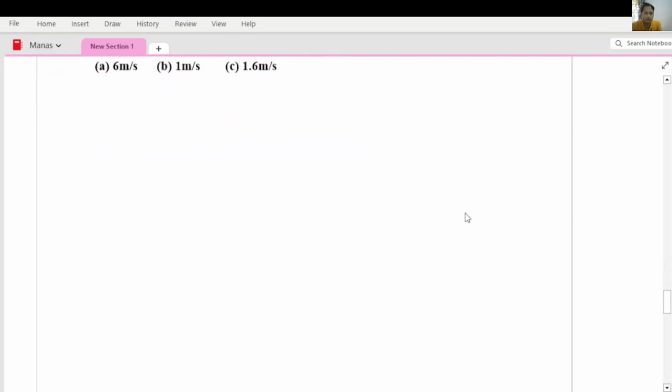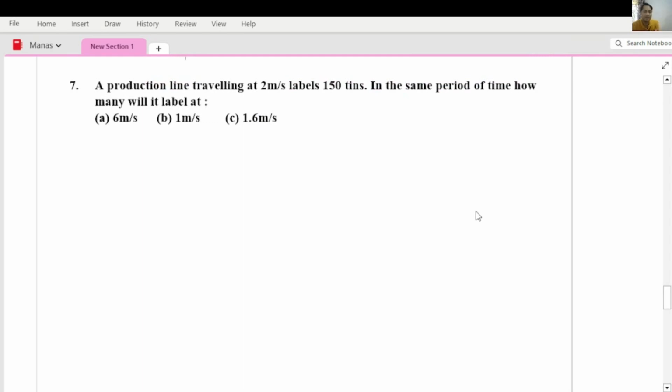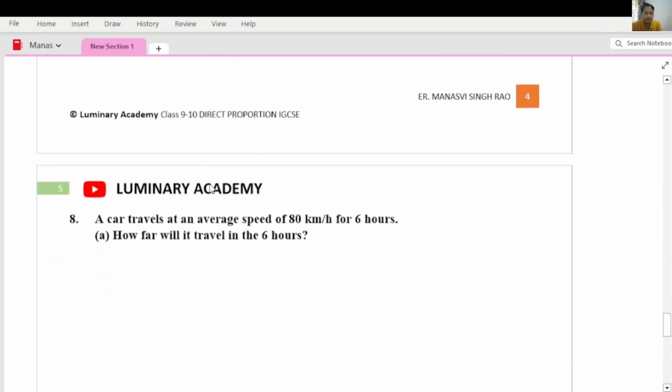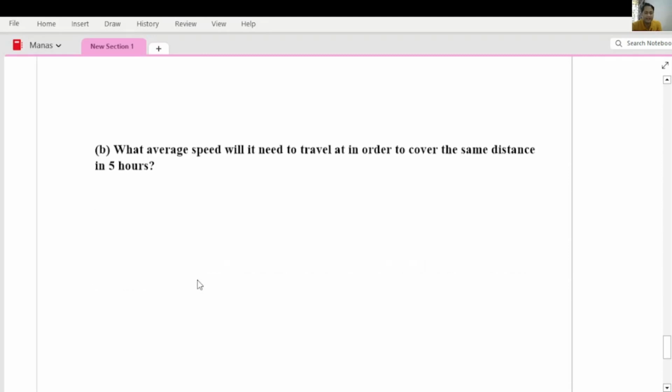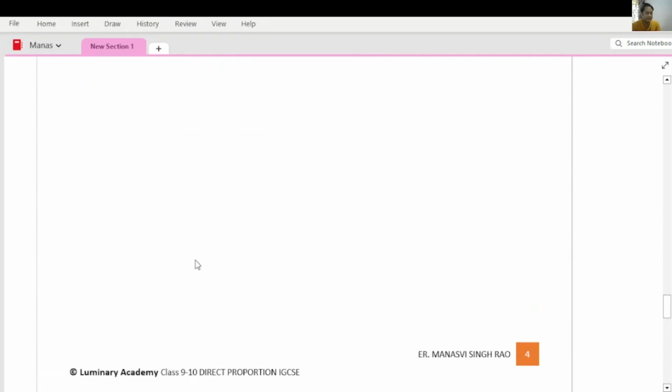Now these questions will be your homework, 7th question. You can take a screenshot and do it as homework, and write the answers in the comments. This will be very helpful. These last 2 parts are only one question. The car travels at an average speed of 80 km per hour for 6 hours. How far will it travel in the 6 hours? Very simple, you can do it very easily. Just give it a try, solve it and write the answer in the comments, and definitely I'll be giving you the correct answer in the comments.